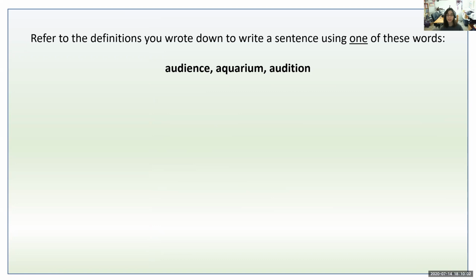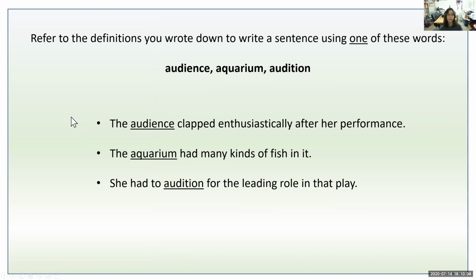Awesome. So sentences that could work, although yours probably look a little different, are the audience, that's this one here, clapped enthusiastically after her performance. Or if you use the word aquarium, the aquarium had many kinds of fish in it. And then for audition, she had to audition for the leading role in that play.